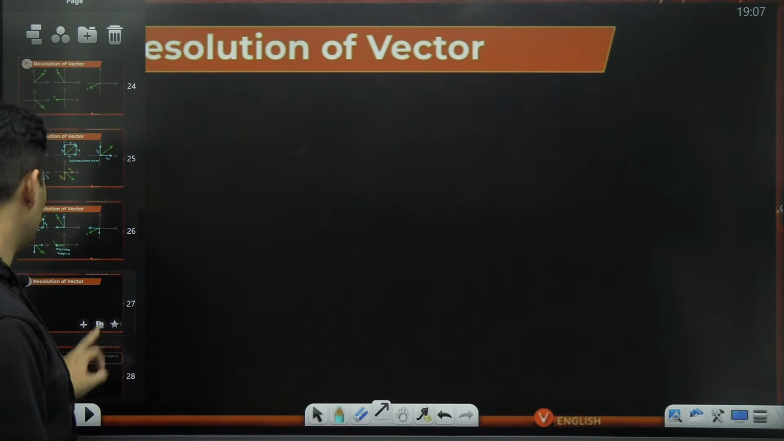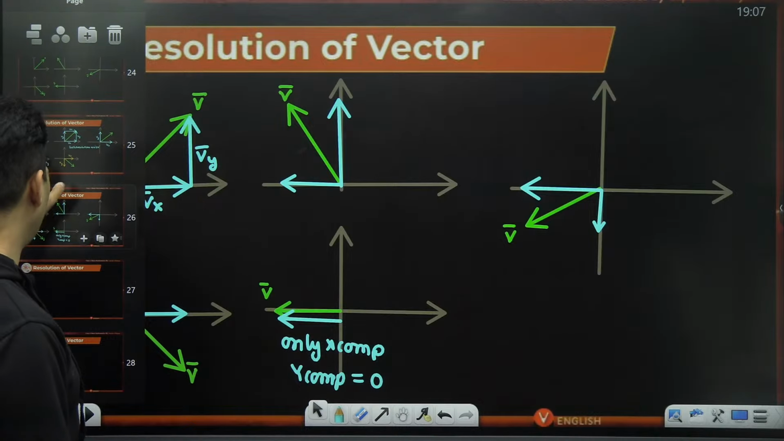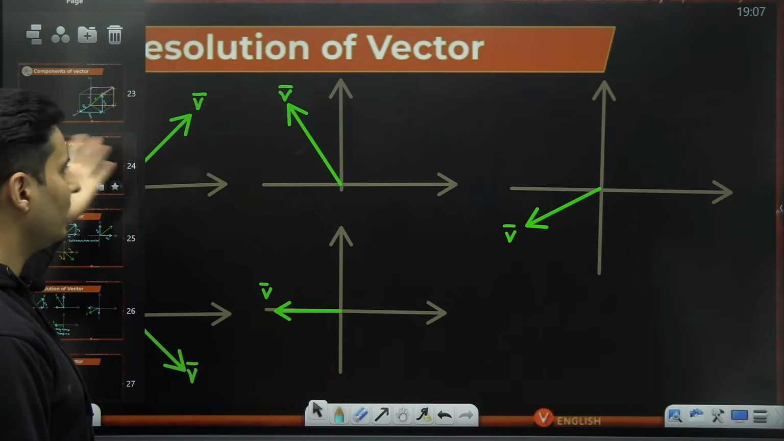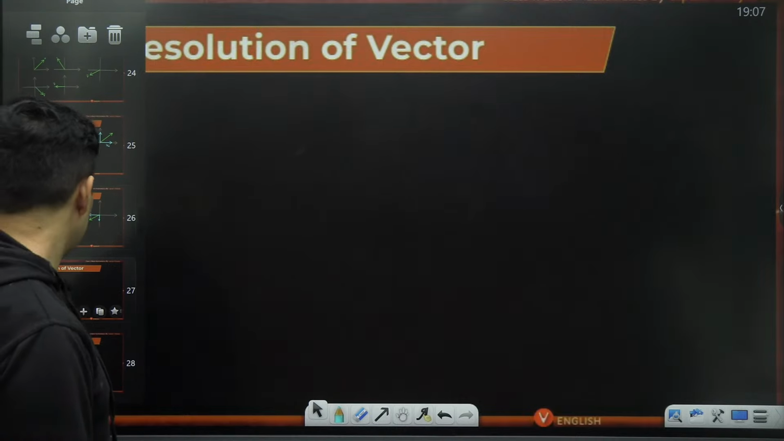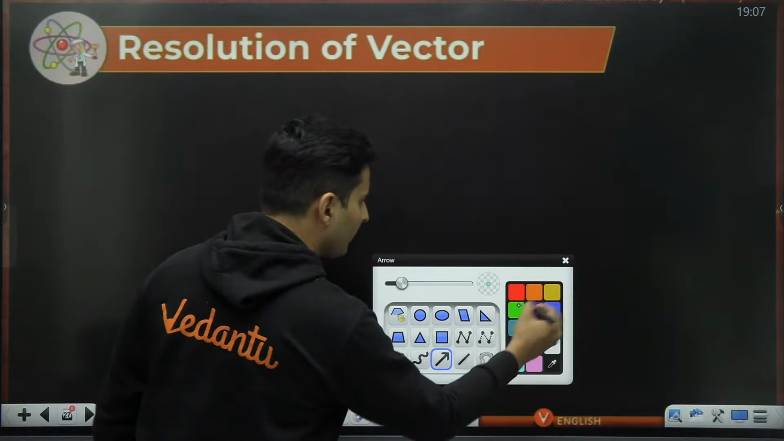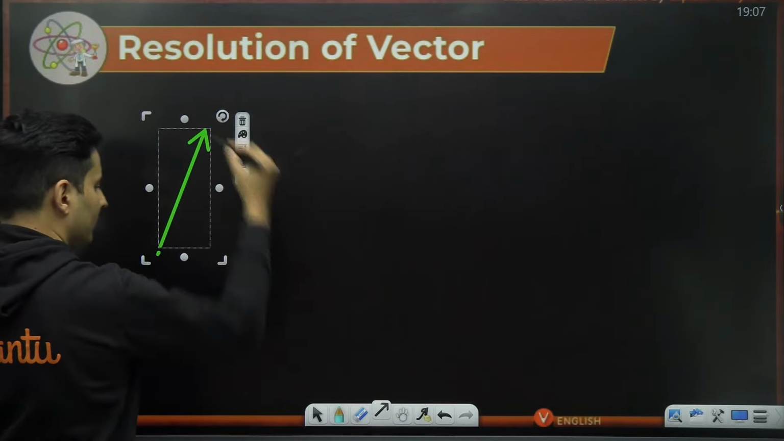Okay, sir, I understood now. Sir, but what is the value of these components? Sir, you took all these components, no? Sir, what is the value of these components? It's very simple. I'll tell you what. You take any vector, doesn't matter.